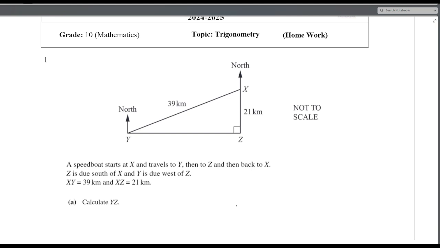Today we will see one worksheet based on trigonometry. Now as per Cambridge, the problems here are classified as hardest. So let us start with the first question.